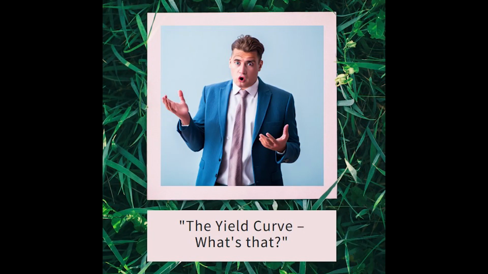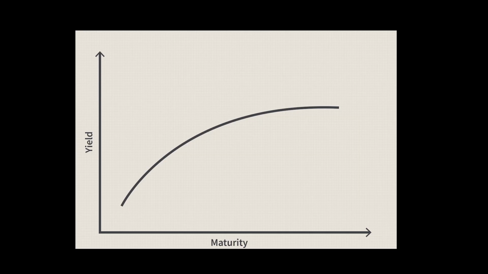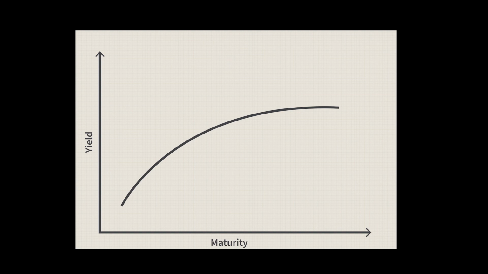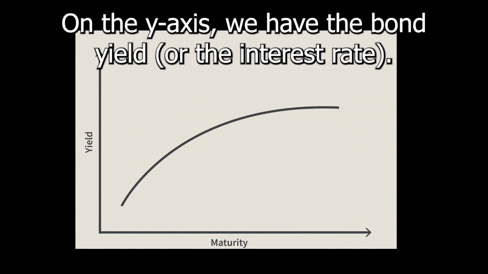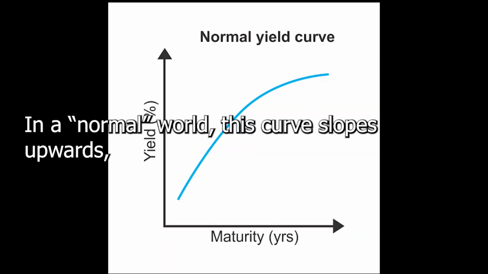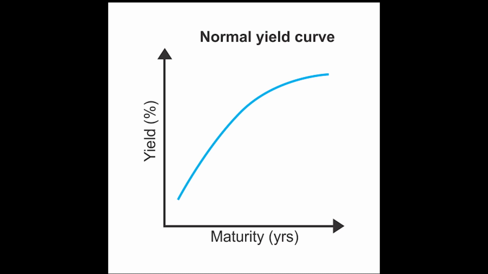The yield curve, what's that? Picture a graph. On the x-axis, we have the time to maturity, from short-term bonds like a month or a year to long-term bonds, think 10, 20, or even 30 years. On the y-axis, we have the bond yield, or the interest rate. When you plot the yields of bonds with different maturity dates on this graph, you get a line, and that's your yield curve.